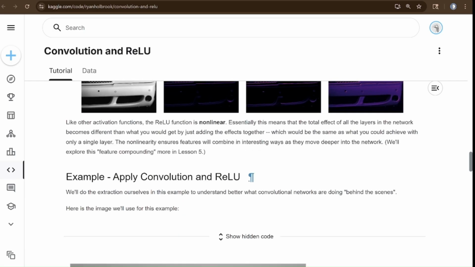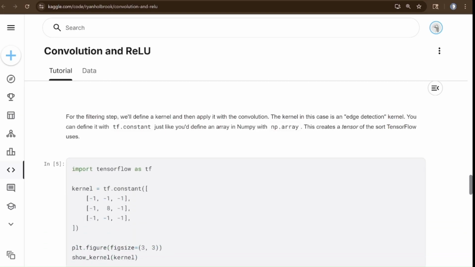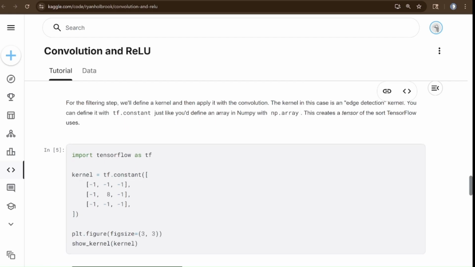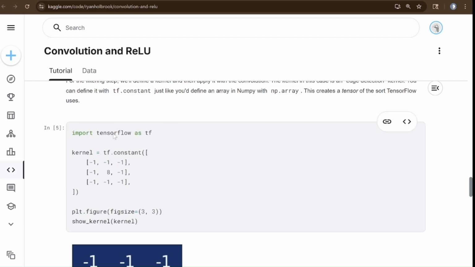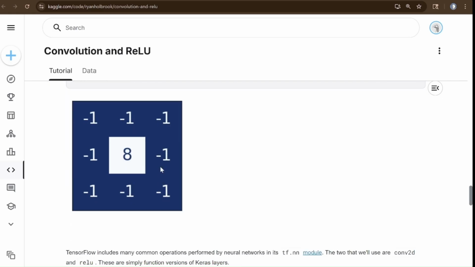Now let's do an example. Let's apply convolution and ReLU. We will do the extraction ourselves in this example to better understand what convolution and networks are doing behind the scenes. This is the image. For the filtering step, we will define a kernel, then we will apply it with convolution. The kernel is, in this case, an edge detection kernel. The kernel helps us detect the edges. You can define it with tf.constant, just like you would define an array using np.array. See, import TensorFlow, kernel equal to tf.constant, and you are defining your own kernel. The figure size is 3,3 and show kernel. See, this is the kernel.